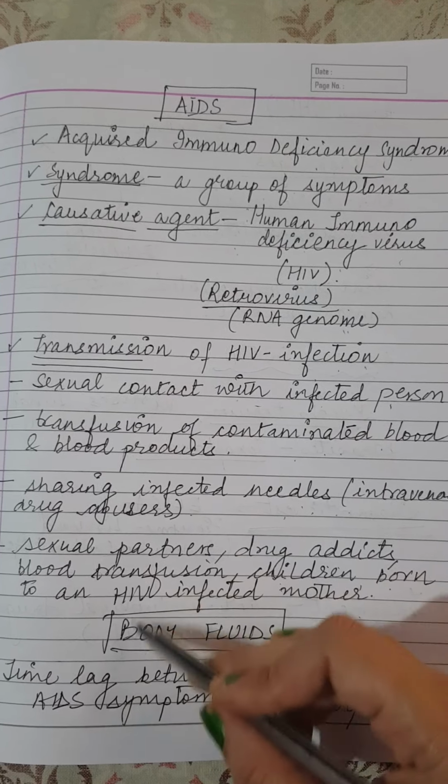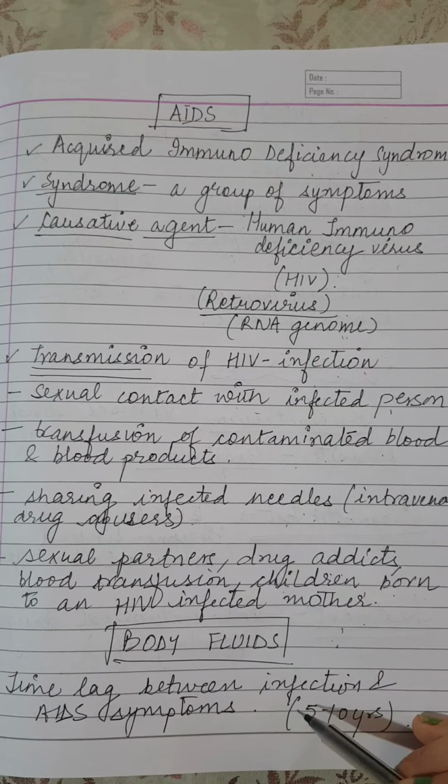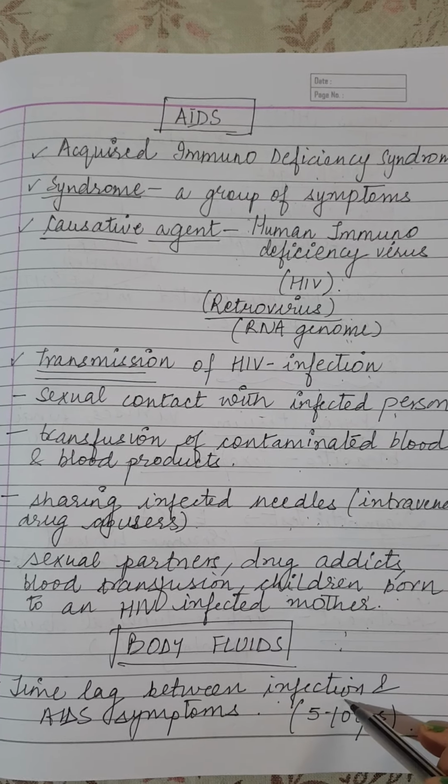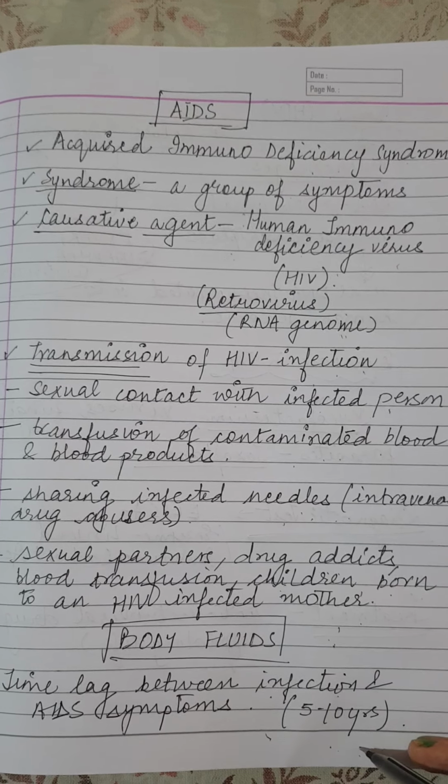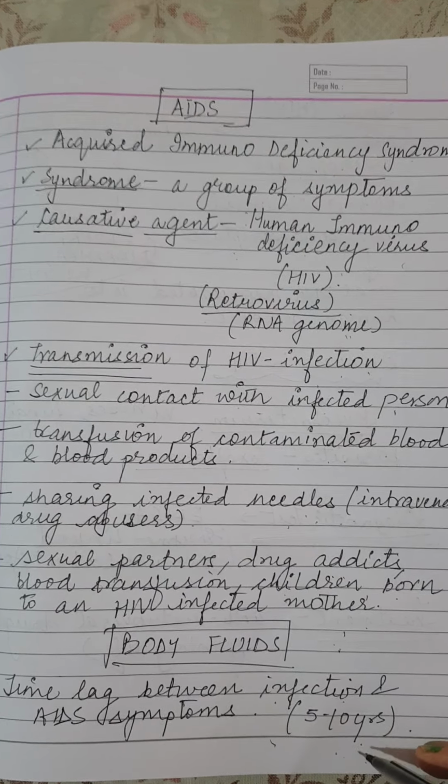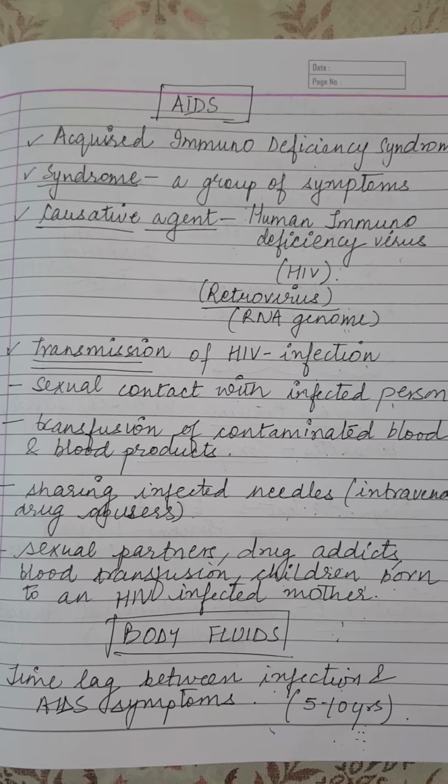So in all the different ways of transmission, the common thing is that the transmission is by body fluids. Sometimes there is a time lag between infection and the symptoms. That can be from 5 to 10 years. So the person can be asymptomatic but infectious.